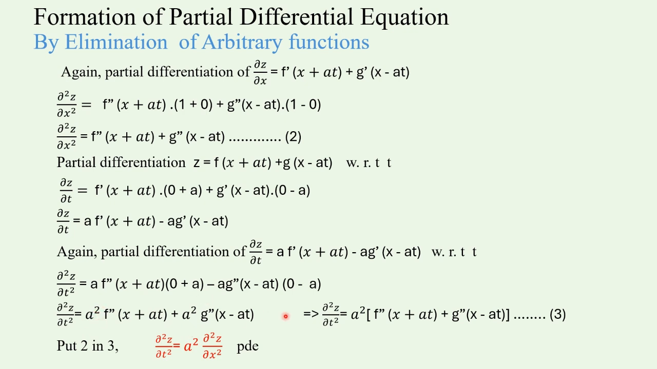Here a square and a square are common, so we can take a square out and we get this equation. This term is same as this term, so putting 2 in 3 we get this. This is our required partial differential equation, that is dou square z by dou t square is equal to a square times dou square z by dou x square.